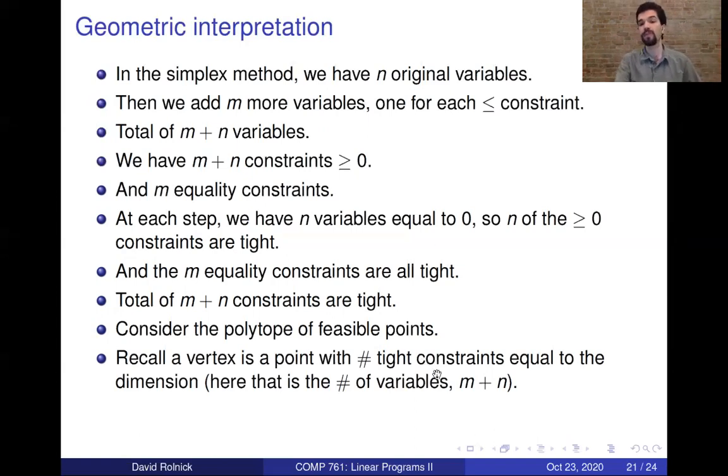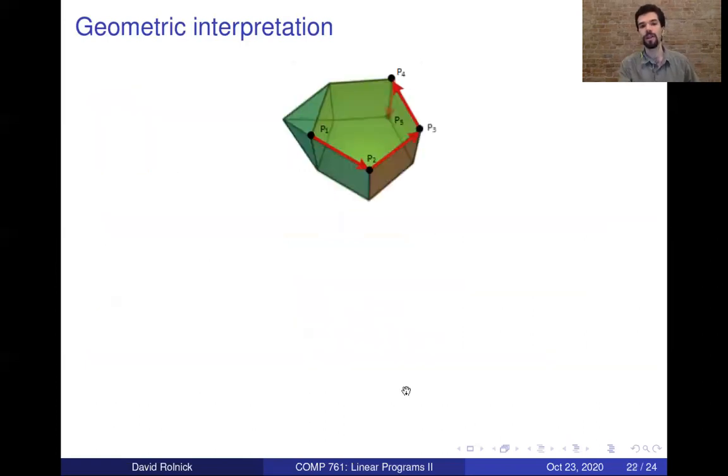So if you have the number of tight constraints equal to the dimension, which in this case is m plus n, because there are m plus n variables. And in the case of all of our candidate points, they have m plus n constraints tight, some of them being greater than or equal to 0 constraints, some of them being the equality constraints. So what we have, actually, is that every one of our points that we're considering is a vertex of the polytope of feasible points.